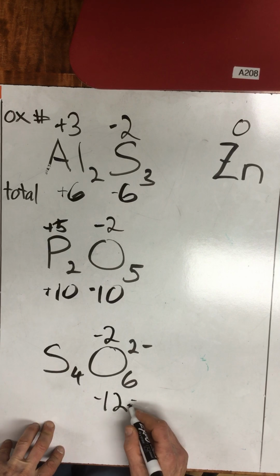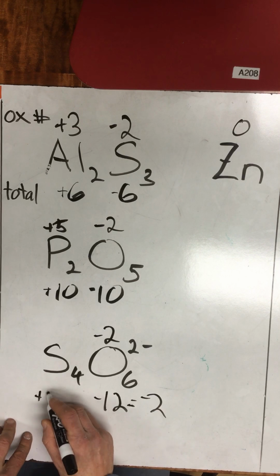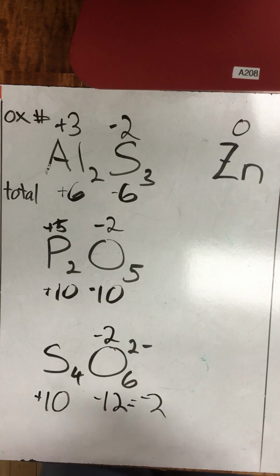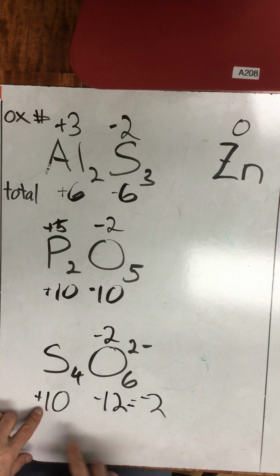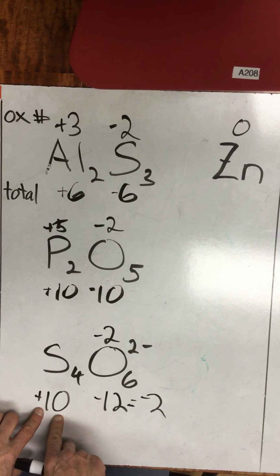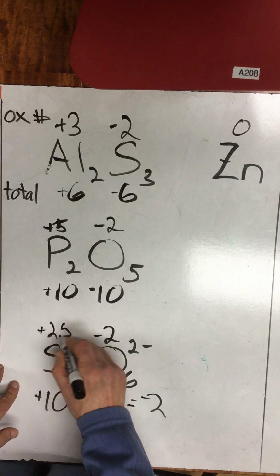Now, remember, this time we're after a total of -2. So it shows us that we're missing +10 from the 4 sulfurs. And this is actually an interesting case here. For your level, you're just going to take an average oxidation number. So you need 10 positive oxidation numbers from 4 sulfurs. That's an average of +2.5.